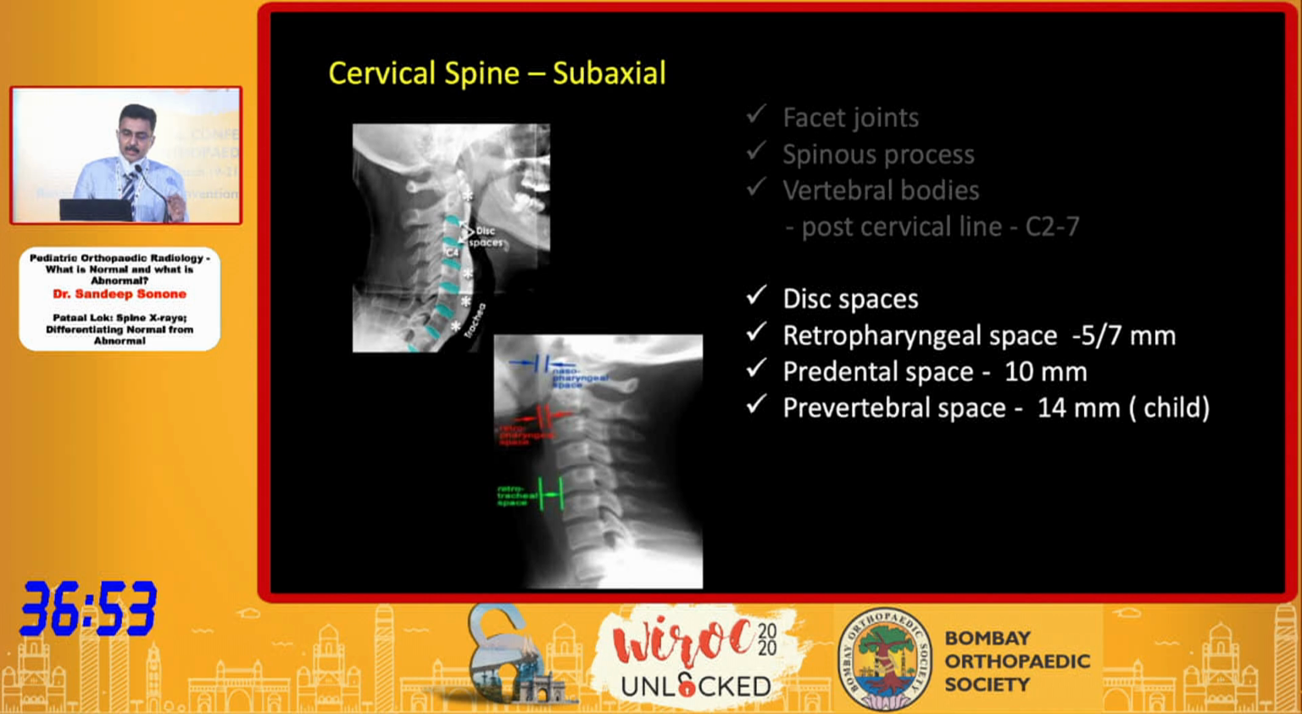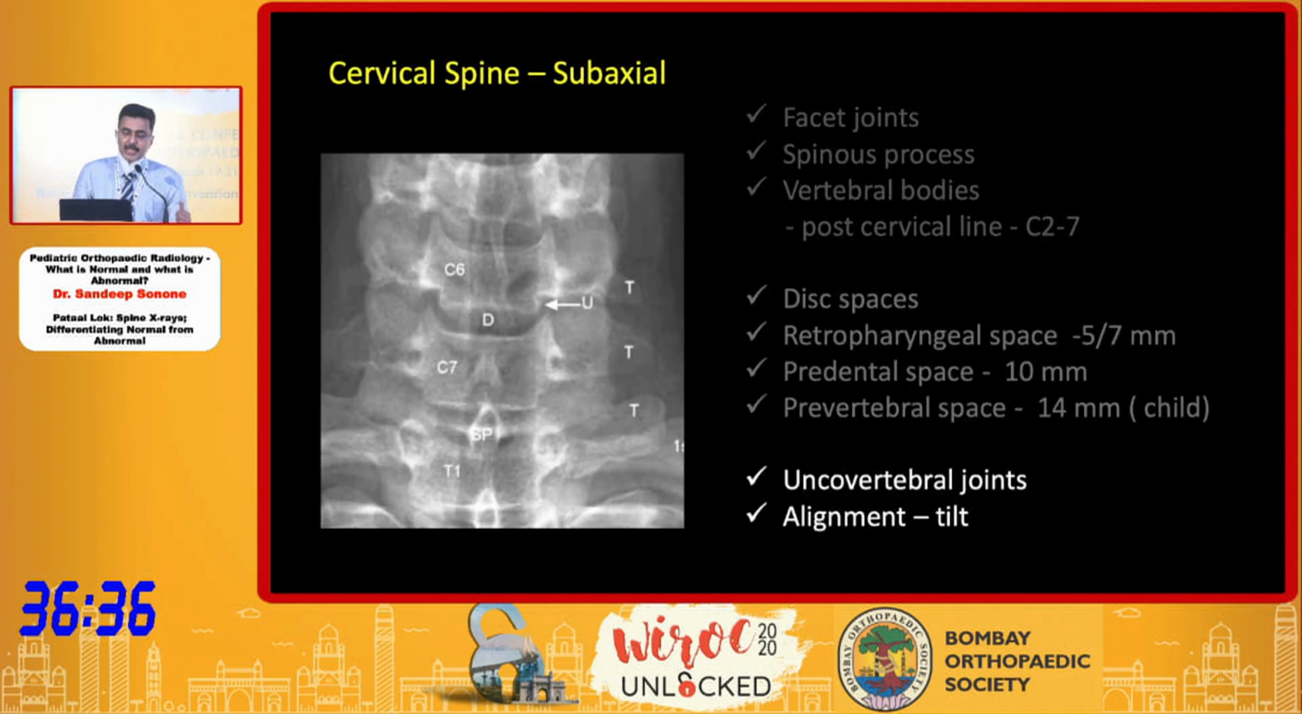Also, certain soft tissue landmarks have to be taken note of. For example, the height of the disc spaces, the retropharyngeal space proximally, which is around 5 to 7 millimeters, the prevertebral space in the subaxial spine, which is around up to 14 millimeters in the children.